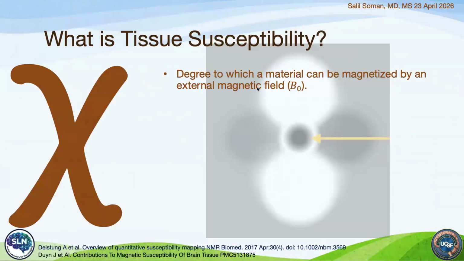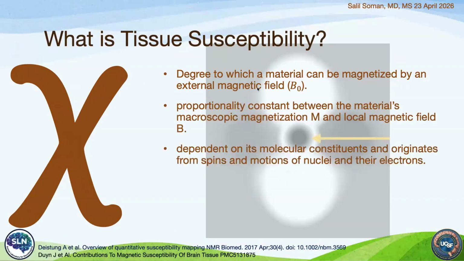The idea is that there's a symbol, chi. It's the degree to which a material can be magnetized by an external magnetic field, right? MRIs are big magnets, and so separate from all the tricks that we do to make our images, the individual pieces of tissue can deform the field and give us more information. There's other features about it being a proportionality constant, but it's dependent on the molecular constituents of what you're actually imaging.